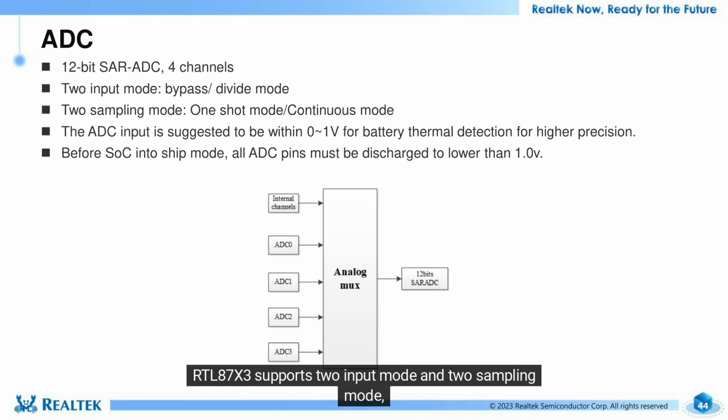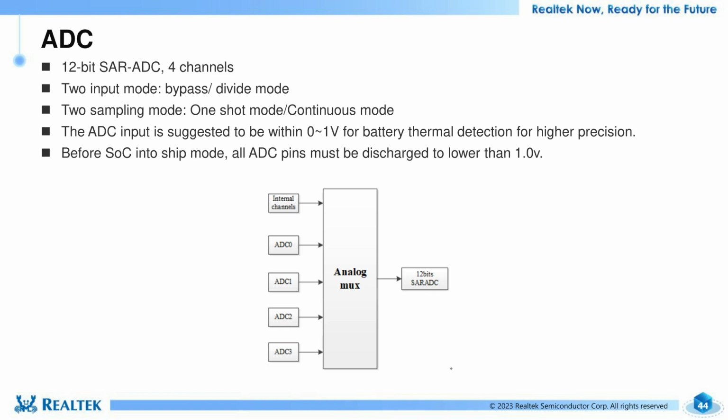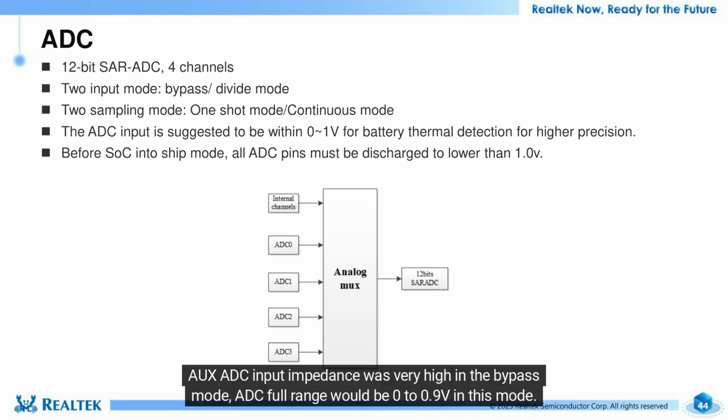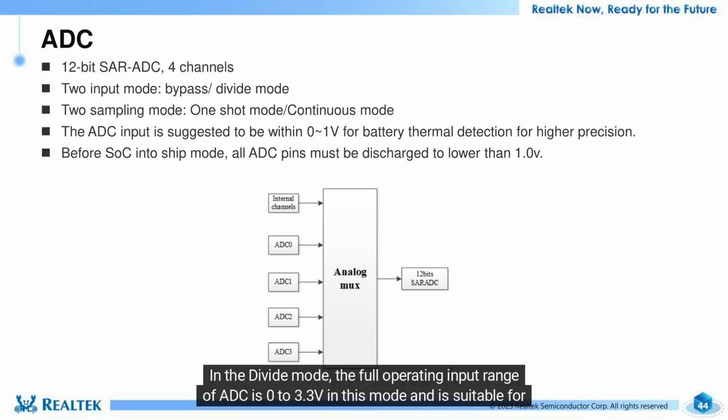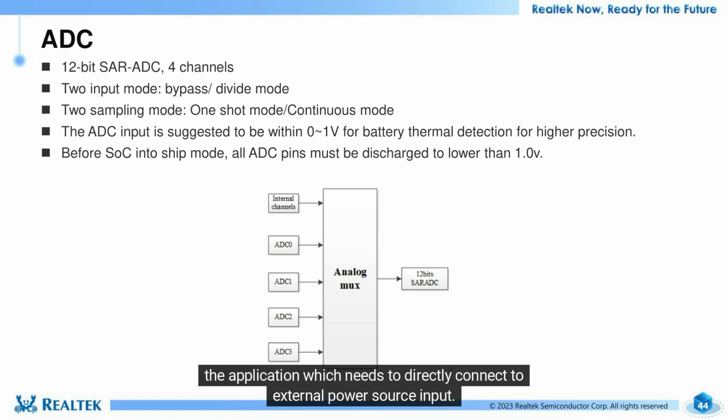RTL87X3 supports 2 input modes and 2 sampling modes. AUX ADC input impedance is very high in the bypass mode. ADC full range would be 0 to 0.9V in this mode. The bypass mode is suitable for the application which needs high input impedance. In the divide mode, the full operating input range of ADC is 0 to 3.3V, and it is suitable for the application which needs to directly connect to external power source input.